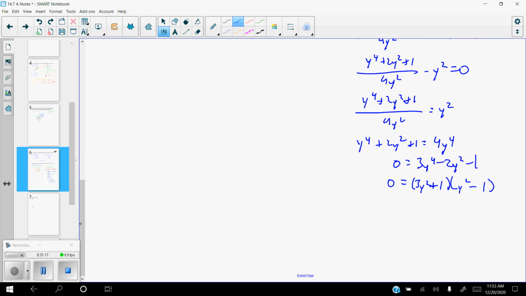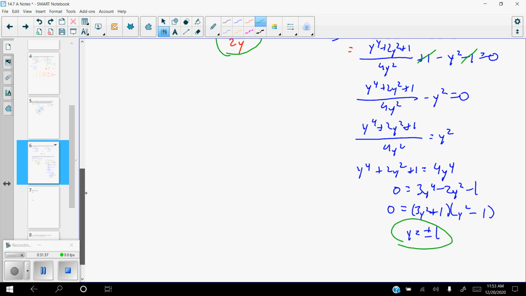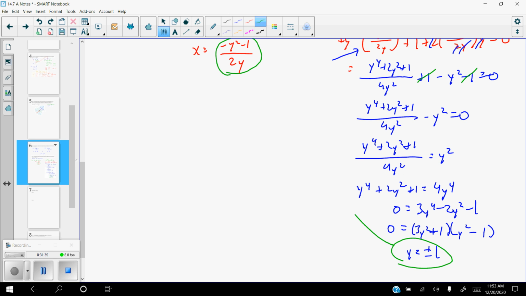The 3y squared plus 1 can never equal 0. The y squared minus 1 will equal 0 when y is plus or minus 1. Long way to go to get to that point. So these are our y values. Now what we need to do is find the associated x values. So let's go ahead and plug those y values back into here. I think that would be the easiest to find our critical points.